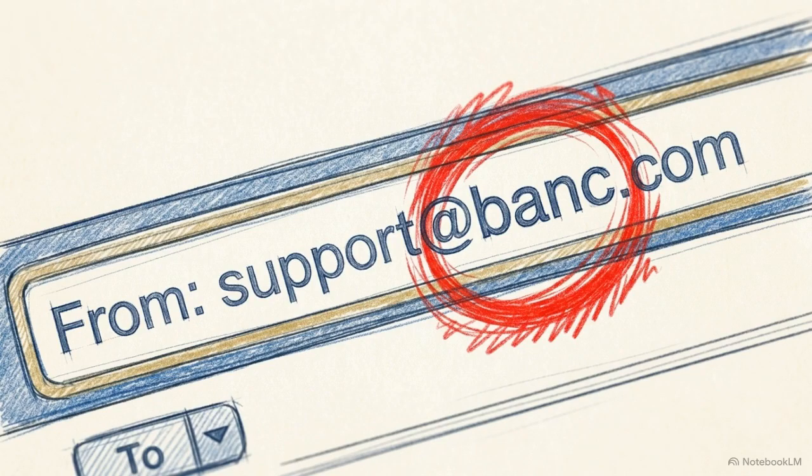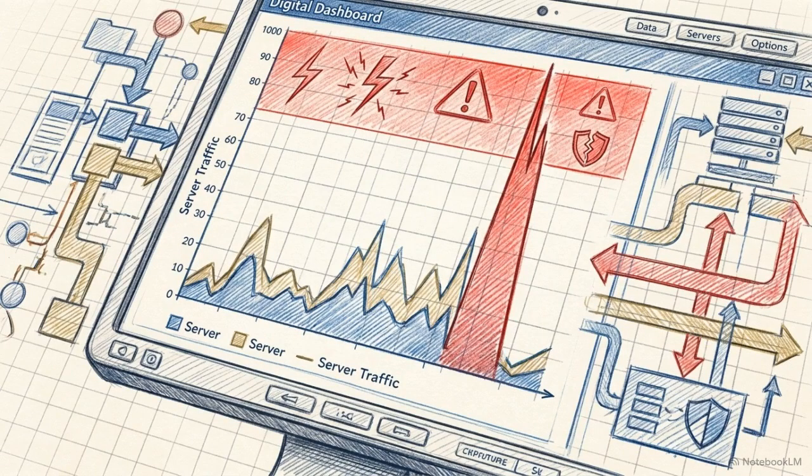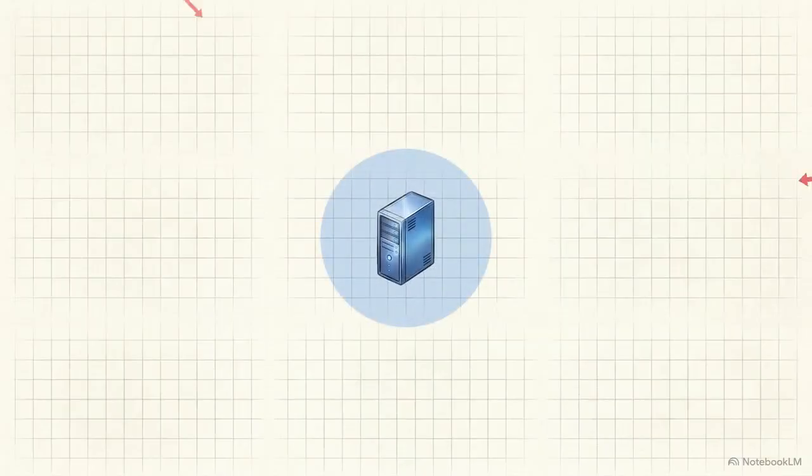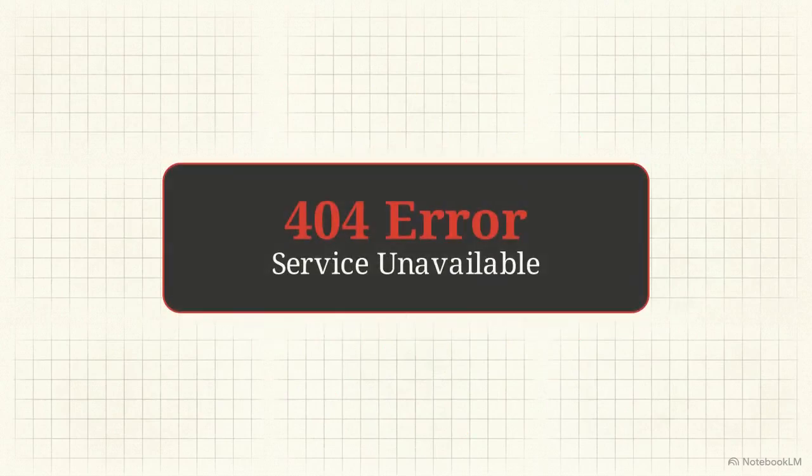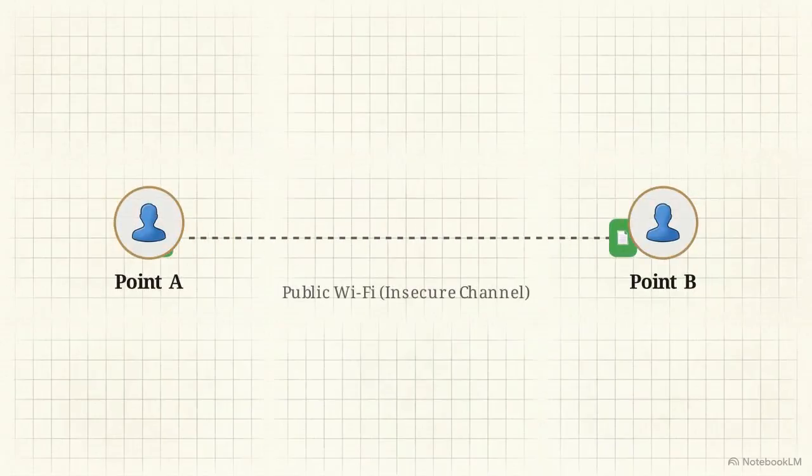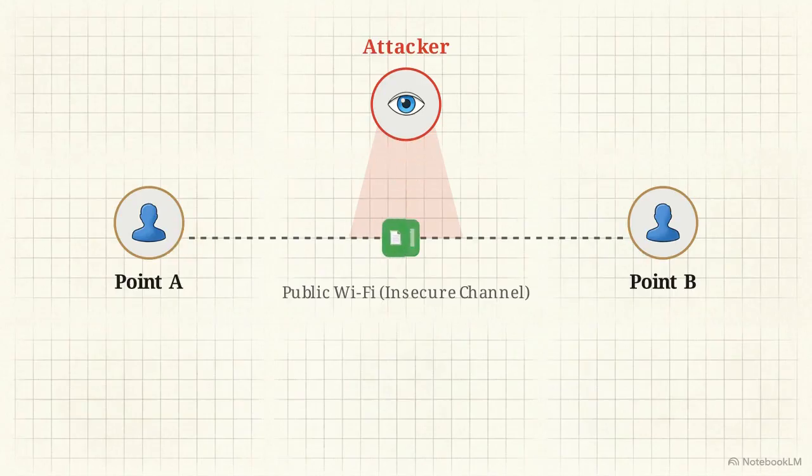Then we have denial of service, or DOS, and its distributed variant, DDoS. Here, attackers point massive volumes of fake traffic at a target system. The server expends all its resources trying to process the fake requests, causing the actual website to crash and become unavailable to real users. This data flow demonstrates a man-in-the-middle attack. Information is traveling from point A to point B, often over an insecure channel, like public Wi-Fi. An attacker inserts an invisible third node midway, secretly siphoning the packets and reading the data as it transits.